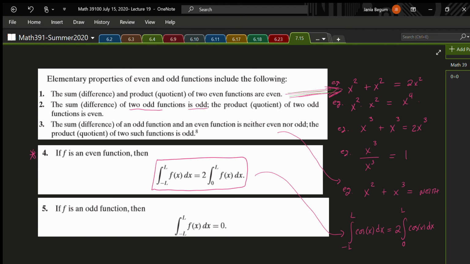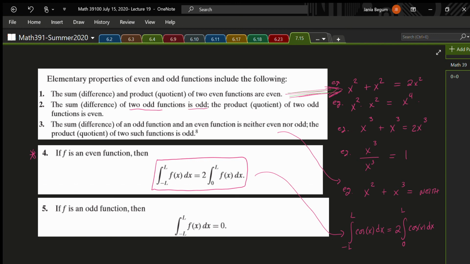It just makes your computation a lot quicker and faster. So we're going to need these when we compute the Fourier coefficients, because sometimes the function you're given might be an even function or an odd function. And sometimes what we're going to do is extend this 2L period to an odd periodic function or an even periodic function. So that's where we're going to need this for future reference.